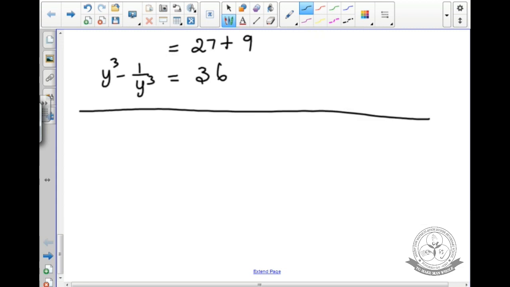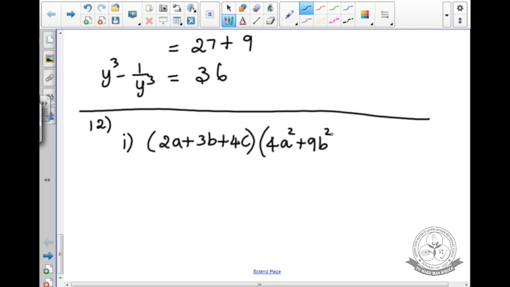Then next, question number 12. Simplify. It has two subdivisions. The first one is 2a plus 3b plus 4c into 4a square plus 9b square plus 16c square minus 6ab minus 12bc minus 8ca.